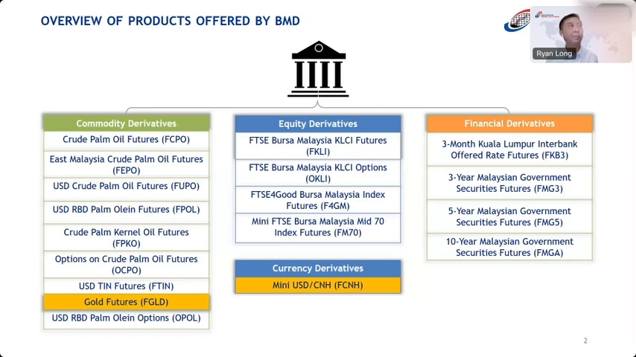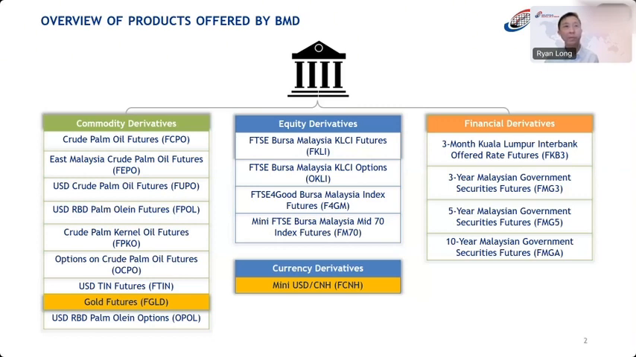On a daily basis, it is trading about 67,000 contracts. The second most actively traded contract is the FKLI, which is the Bursa Malaysia KLCI futures. It is basically the stock index futures that is being offered by BMD. On a daily basis, around 10 to 12,000 contracts are being transacted.